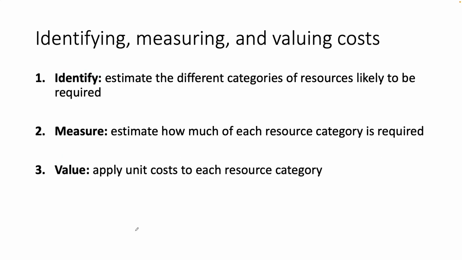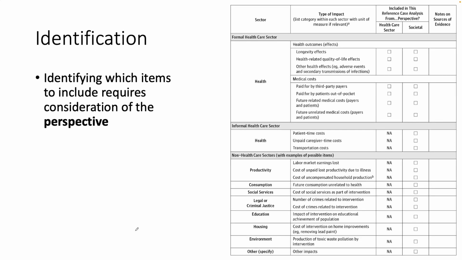So the way that we do costing in CEA is first we identify the different categories or the different resources that are important to our question. So again, what is being consumed? And then we measure how much of that resource is being consumed. And then finally, we apply a dollar value to it. And I think this will make a little bit more sense as we go through it. So the first step again is identification. And identification is heavily relied on or influenced by the perspective that you take in your CEA.